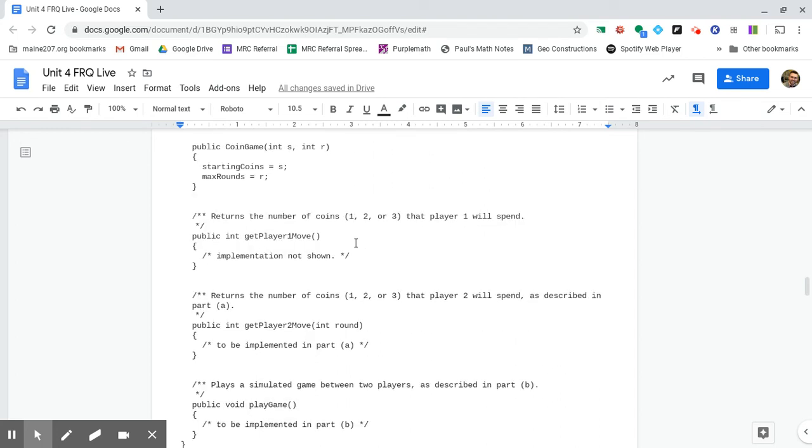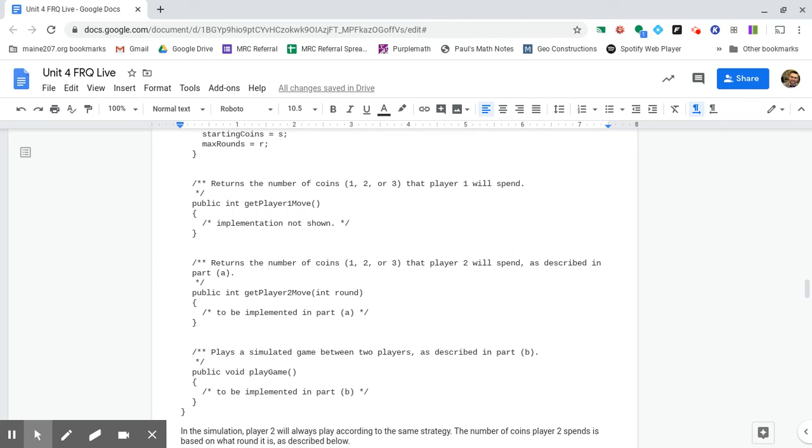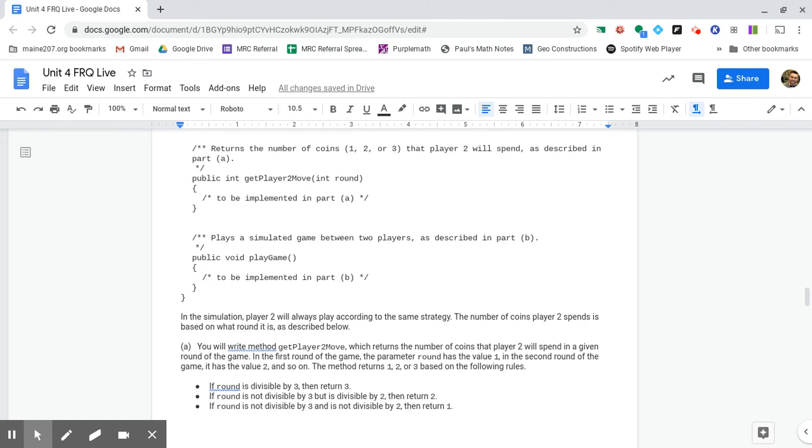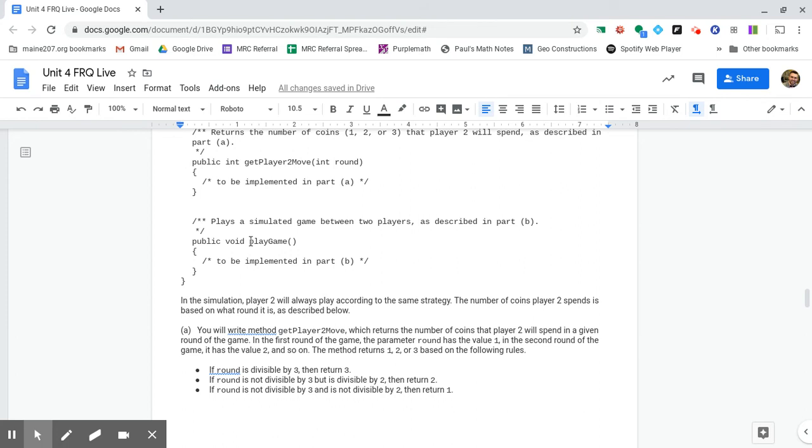Now, other things we need to keep in mind as we start part B. We know that player one has to spend a certain number of coins. We don't know how it's decided, but we know we're going to get that value from get player one move. We also know, and we actually know more about this one because we did it in part A, that to get the number of coins that player 2 will spend, we have to use get player 2 move. And then lastly, this is what we're coding right now. We're coding the game basically.